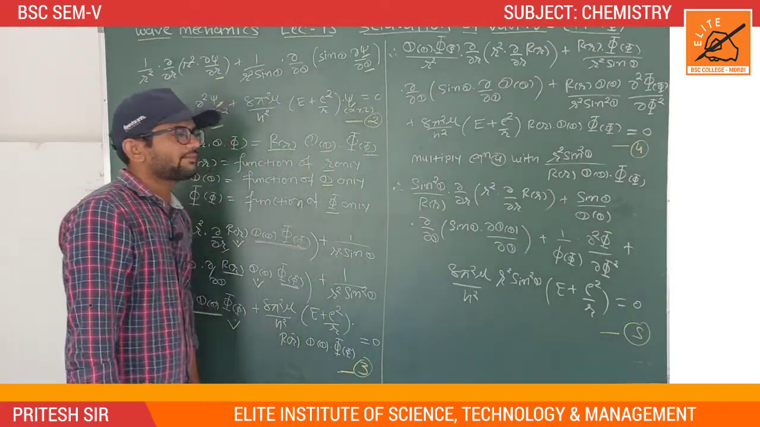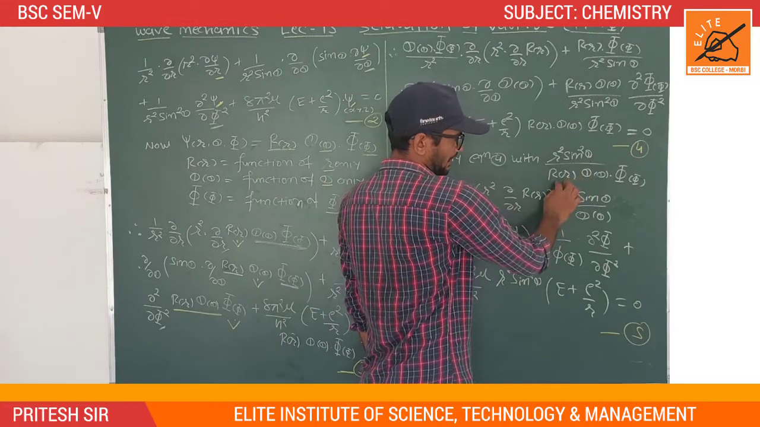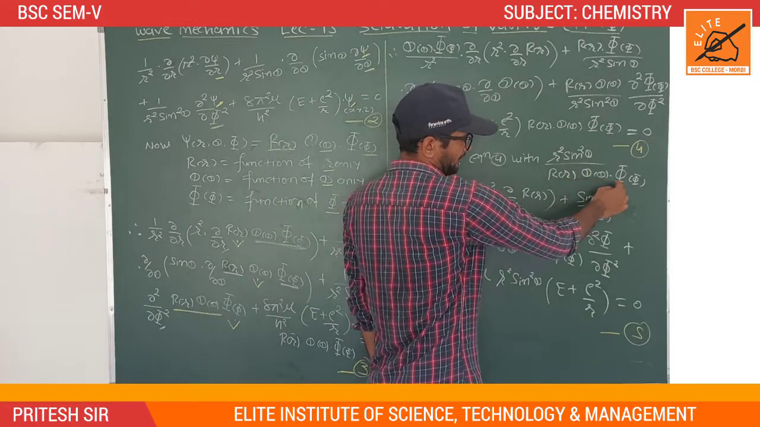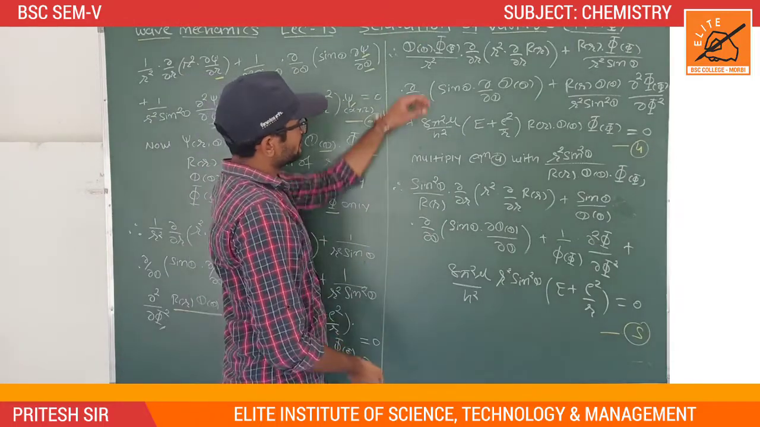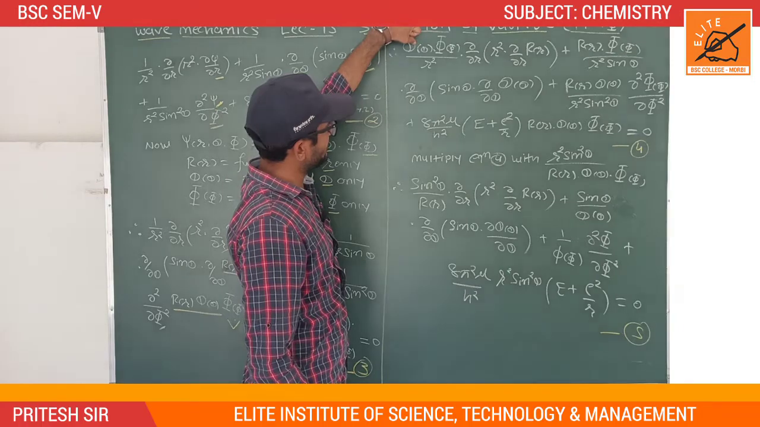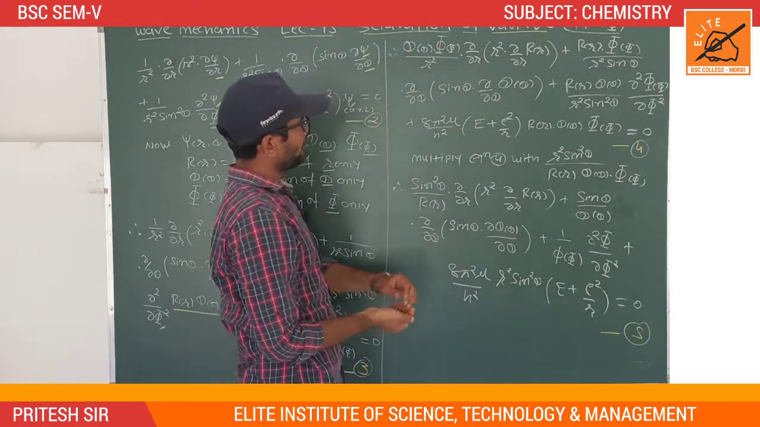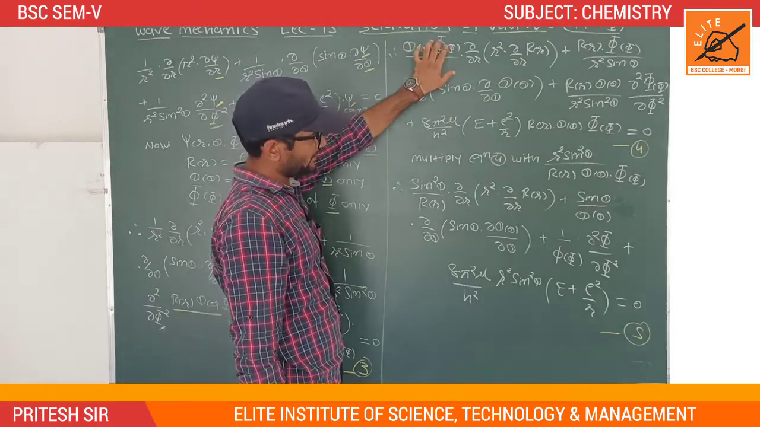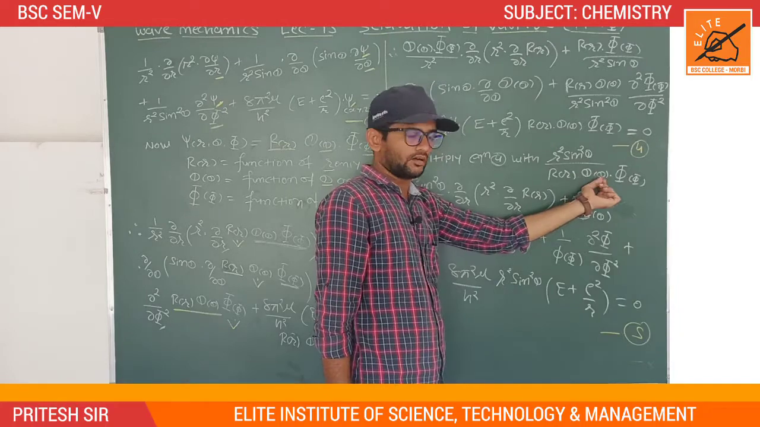Now I multiply equation number 4 with r squared sin squared theta upon R of r, Theta of theta, and Phi of phi. Here these variables are cancelled. It means these variables are in the numerator, and when I multiply this term, these three variables are in the denominator.